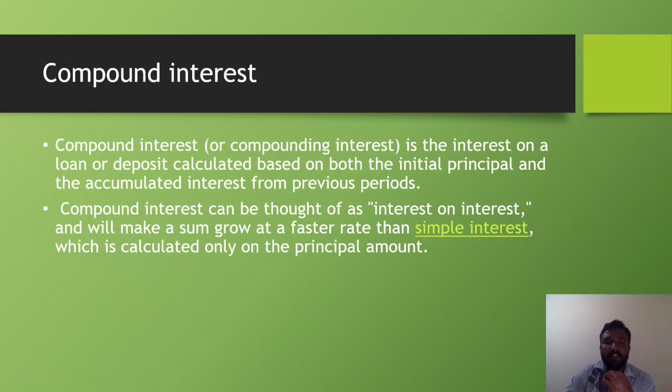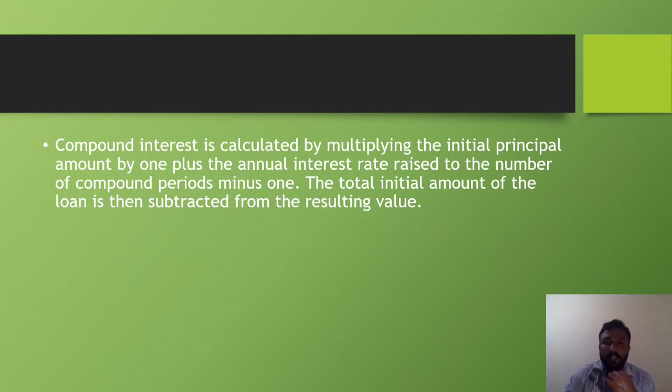Another topic in corporate finance is compound interest. Compound interest, or compounding interest, is the interest on a loan or a deposit calculated based on both the initial principal and the accumulated interest from previous periods. Compound interest can be thought of as interest on interest, and will make a sum grow at a faster rate than simple interest, which is calculated on the principal amount. Compound interest is calculated by multiplying the initial principal amount by 1 plus the annual interest rate raised to the number of compound periods, minus 1. The total initial amount of a loan is then subtracted from the resulting value.